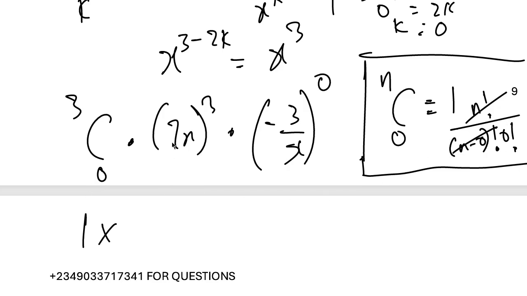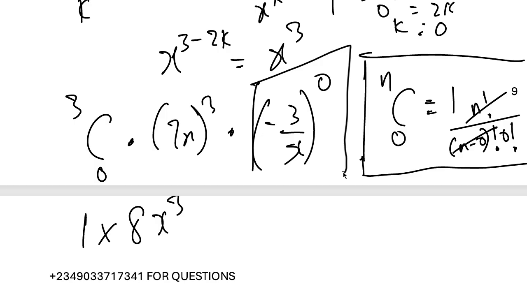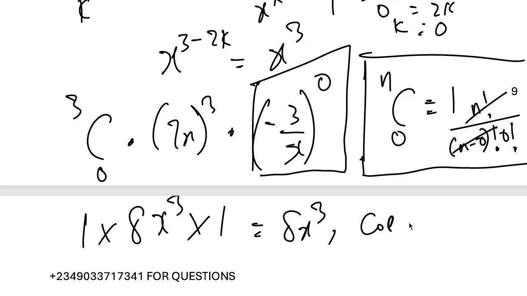So that will be 1 times (2x) to the power 3. 2 to the power 3 is what? 8. That will be 8 x to the power 3, that's what? x cubed. Negative 3 over x to the power 0. Any number except 0 raised to 0 is what? 1. So what are you having? 8x cubed. So what's the coefficient of x cubed? Simply what? 8. And that is it.